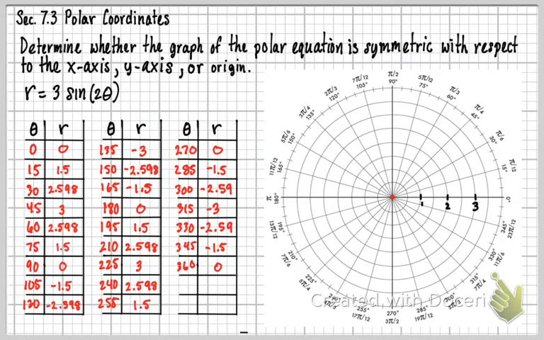1.5 is going to put me there. So there's my next point. Now at 30 degrees, it's 2.598. So it's slightly past 2.5. Okay, and the next one at 45 degrees, it's going to be 3. And at 60 degrees, it's 2.598 again. So it's going to be just above there again. So we're going to start seeing that symmetry. And at 75 degrees, it's going to be 1.5.